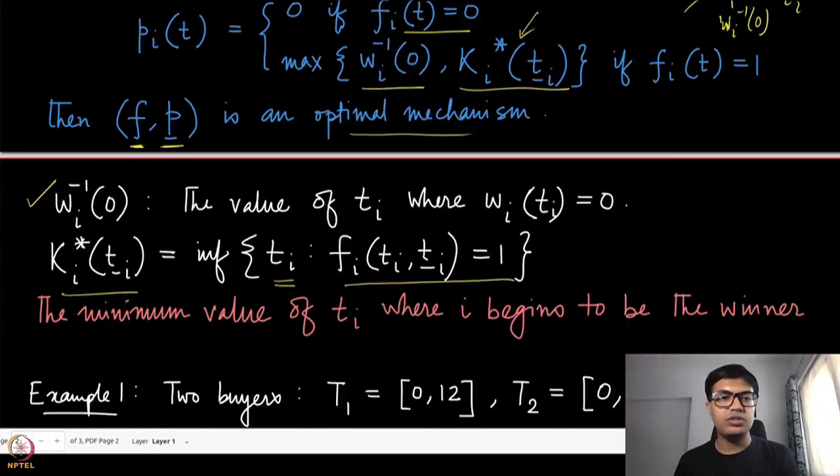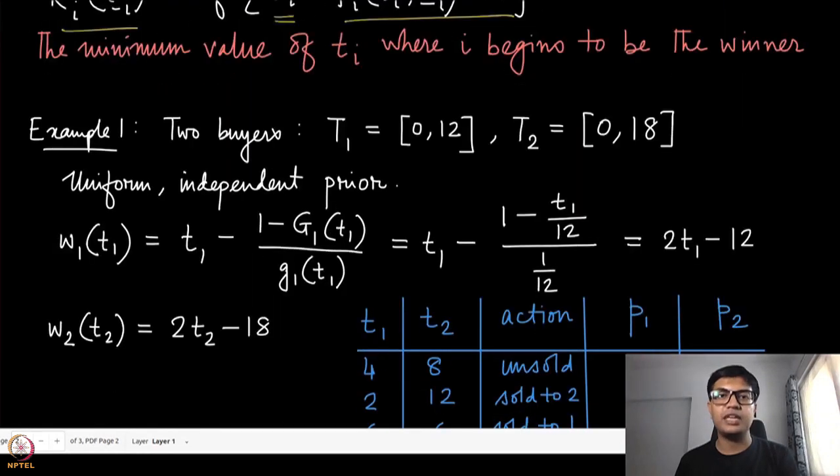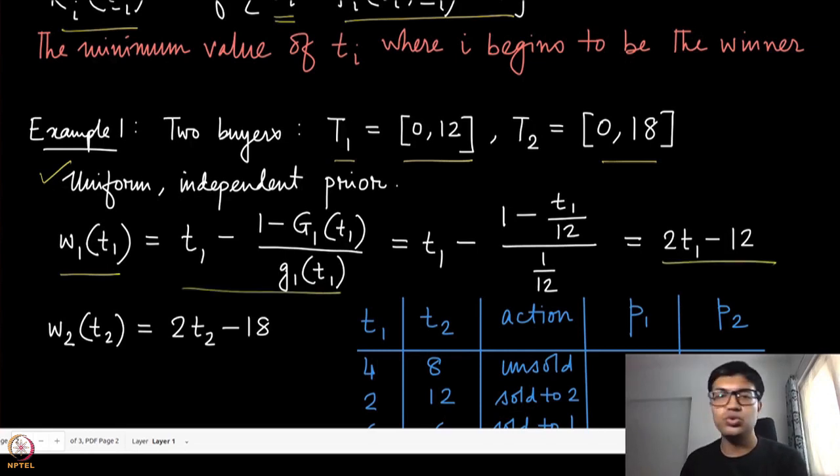So let us now look at some examples to understand what the optimal mechanism looks like. Suppose we start with two buyers. Their type sets are given by the intervals 0 to 12 and 0 to 18, and each has a uniform and independent prior. The first thing will be to calculate their virtual valuations, and you can do the math to find that for player 1 it is going to be 2t1 minus 12. Similarly for player 2, it is going to be 2t2 minus 18.